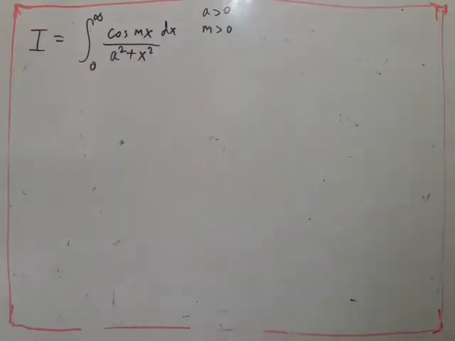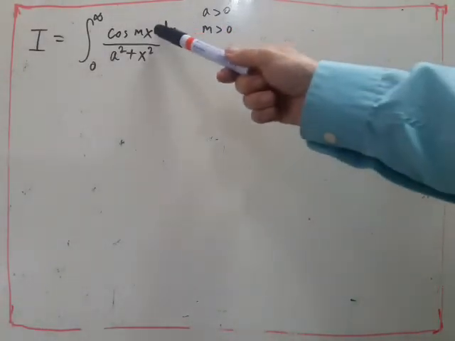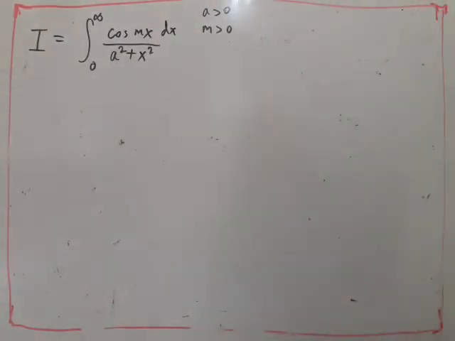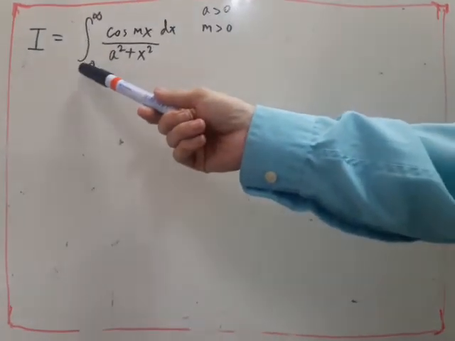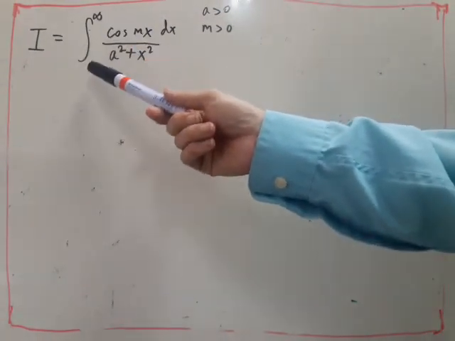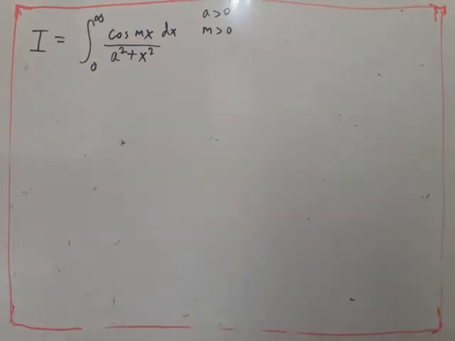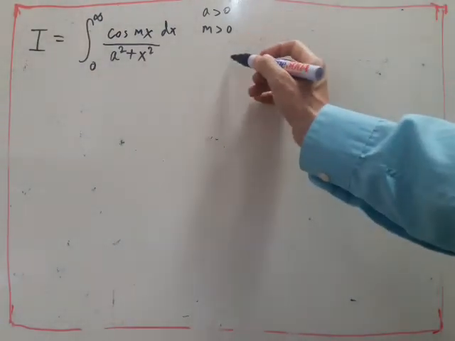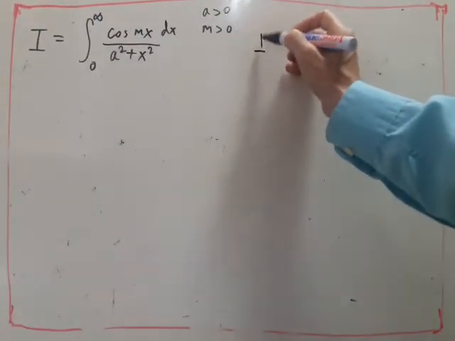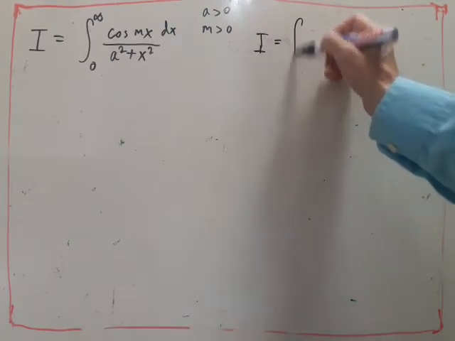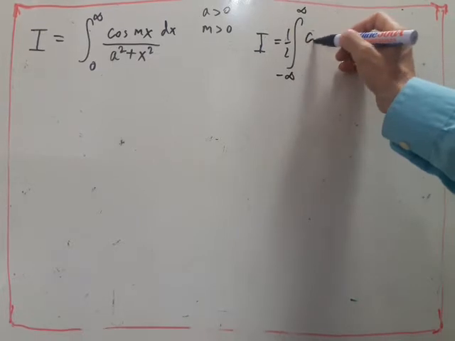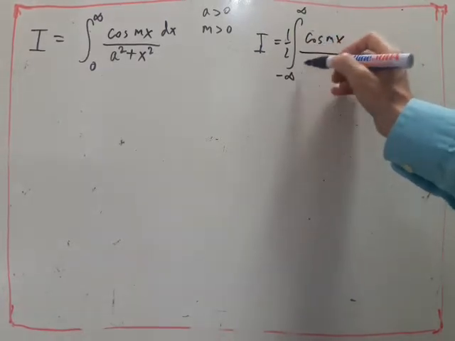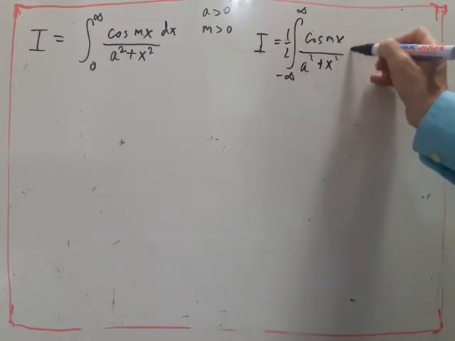So with this integral, first thing to notice is that we have an even function. So we know how to integrate things between minus infinity and infinity. So we can write this as I equals half of the integral from minus infinity to infinity of cos mx over a squared plus x squared dx.